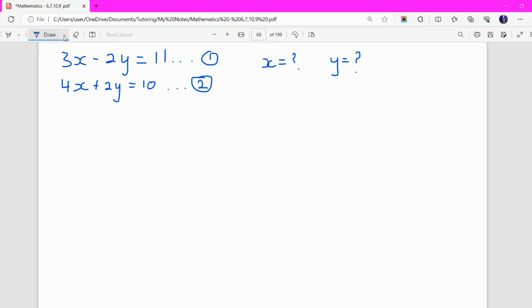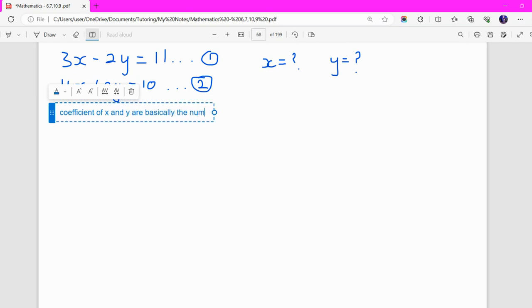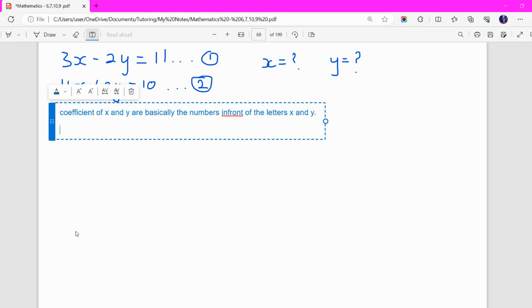So basically now what we're doing is, first of all, you look to see if the coefficients of x and y are the same, right? The coefficient of x is the number in front of x. So let me put that in here. The coefficients of x and y are basically the numbers in front of the letters x and y, right? So those are the coefficients.